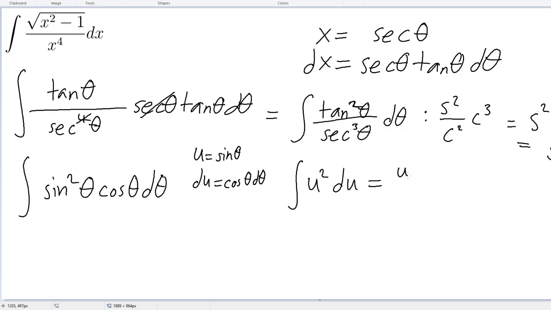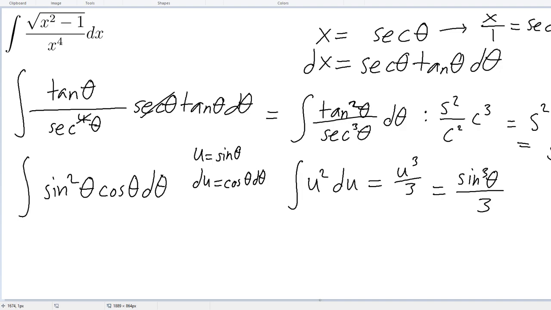This is just the simple power rule. And so now we can go ahead and turn u back to sine theta. So this is sine cube theta over 3. And of course we want it back in terms of x. So what is sine theta? Well, let's draw a triangle first. So I'm just going to move my cursor here. This is the same thing as x over 1, x over 1 is secant theta.